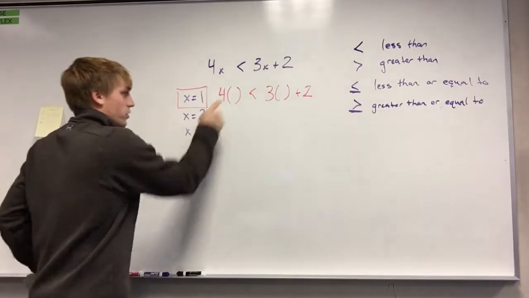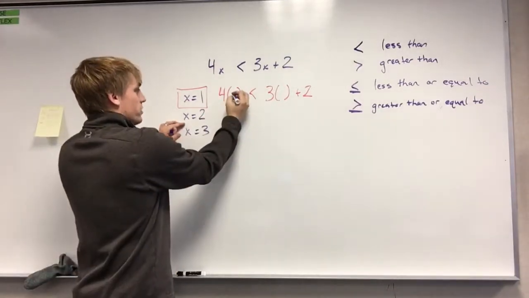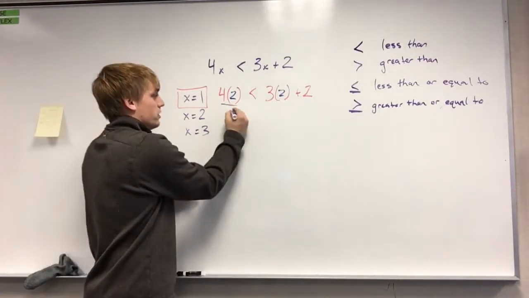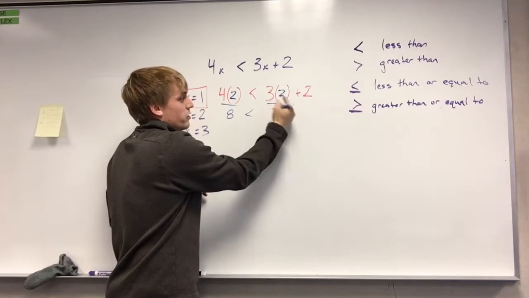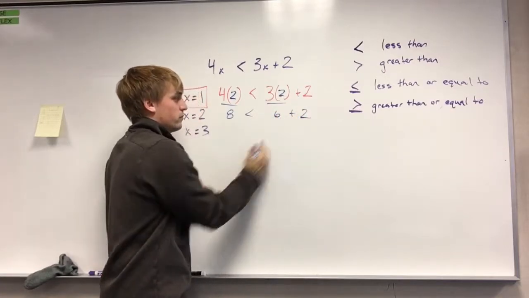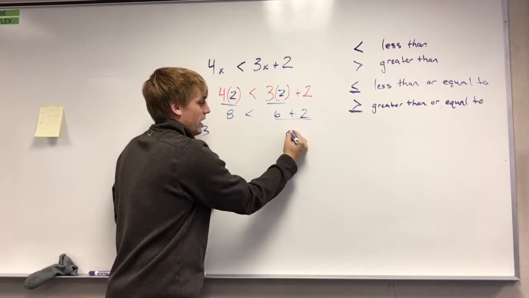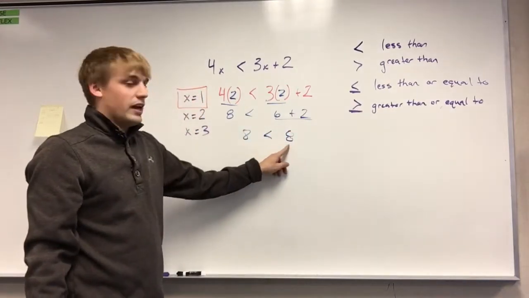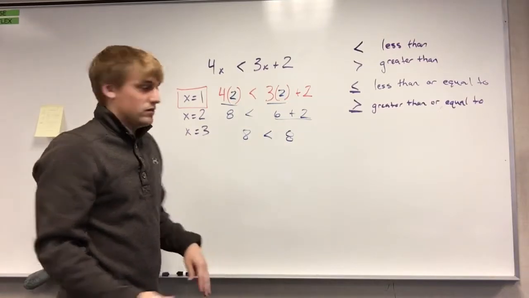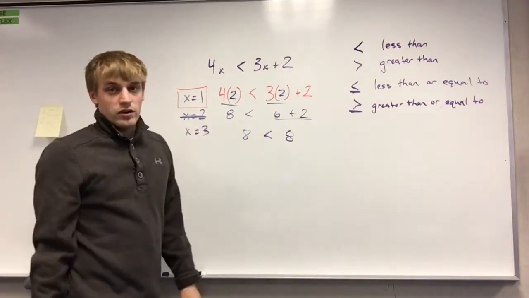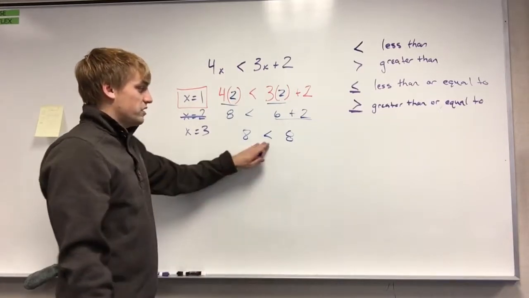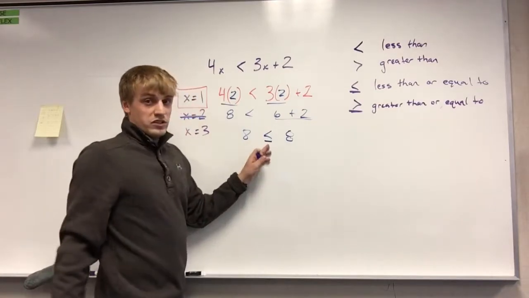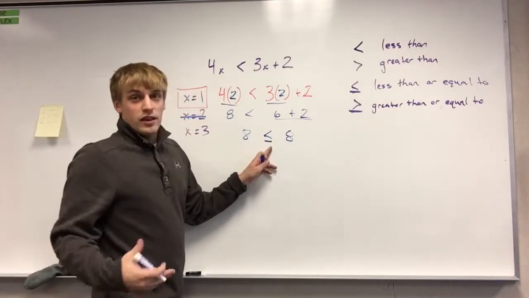Okay, so instead of putting 1 in for x, we're going to put 2, because x equals 2. We're going to test that one. So 4 times 2 is 8, less than 3 times 2 is 6 plus 2. 6 plus 2 is 8. So is 8 less than 8? 8 is not less than 8. So that does not work. Okay? If the inequality was less than or equal to, then it would work.